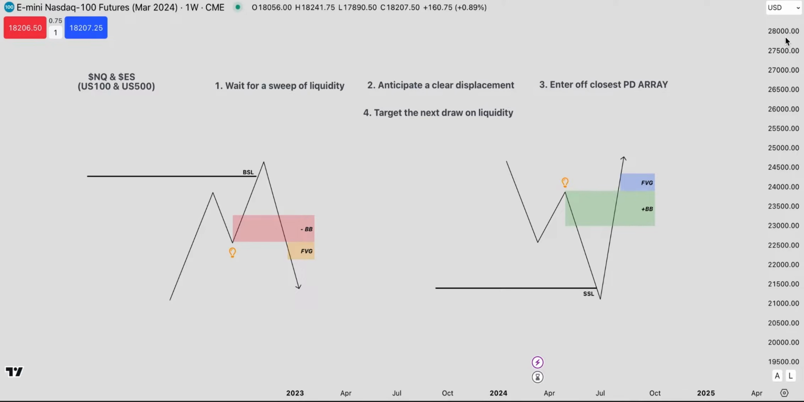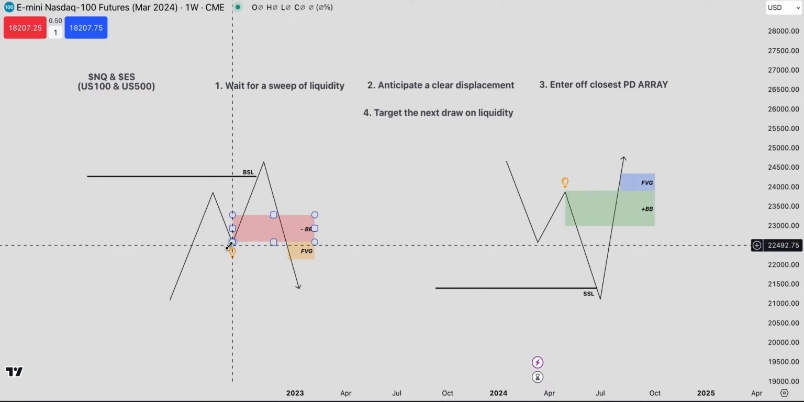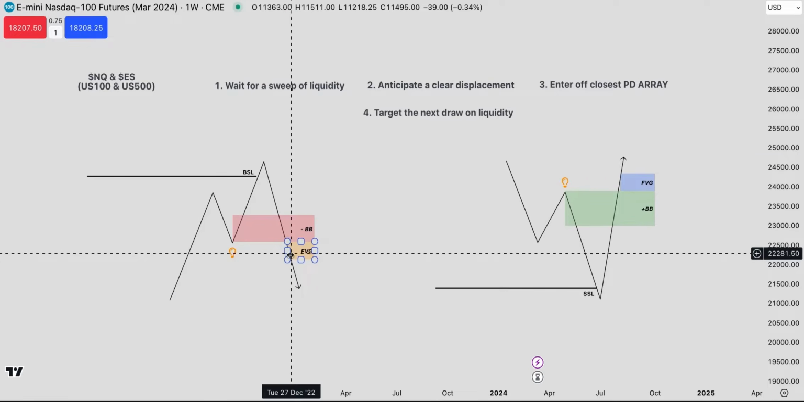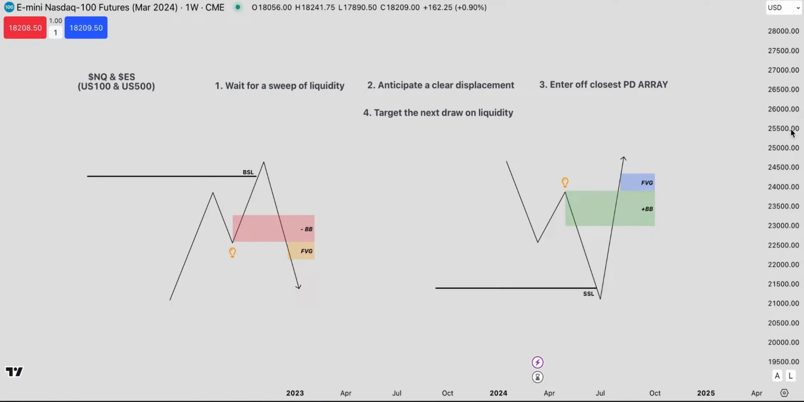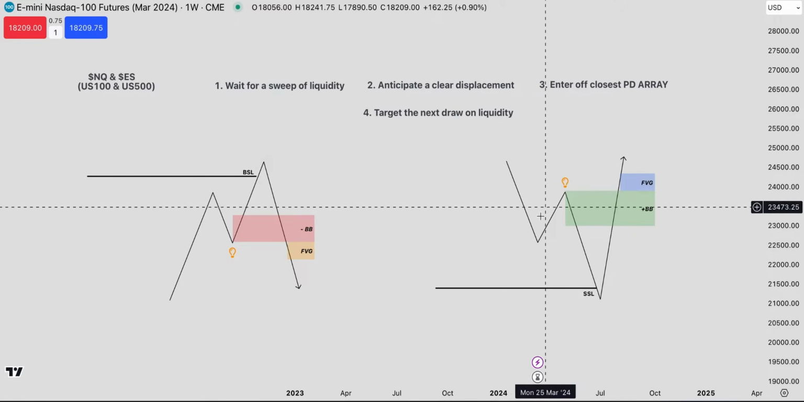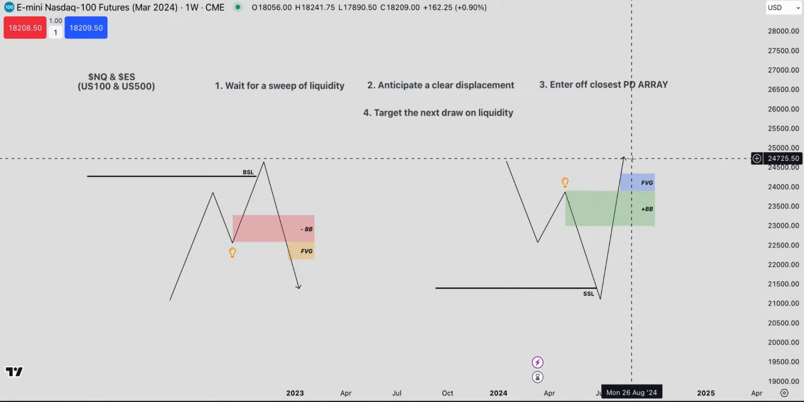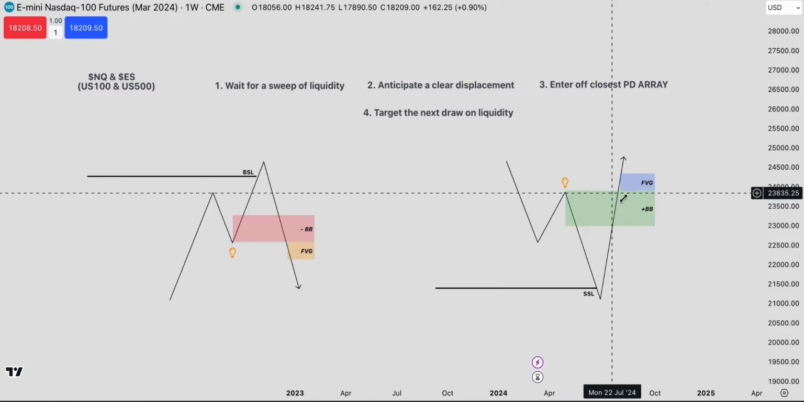Okay, so the unicorn model looks basically something like this, right? You have a high, a low, a higher high, and then a lower low displacing through that previous low, leaving an imbalance and breaker block behind. Now, this is a bearish example, so for a bullish example, it would be vice versa. We would get a low, a high, a lower low, and then a higher high displacing through this short-term high, leaving a fair value gap and breaker block behind.